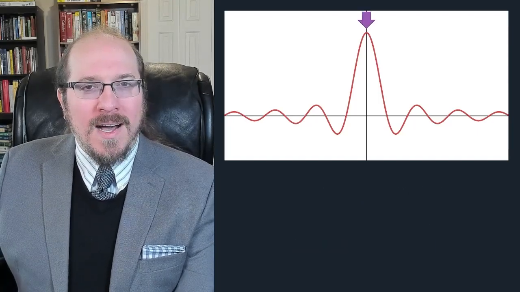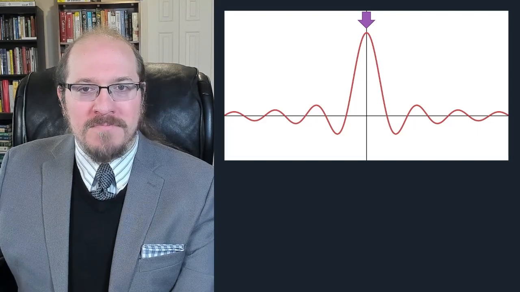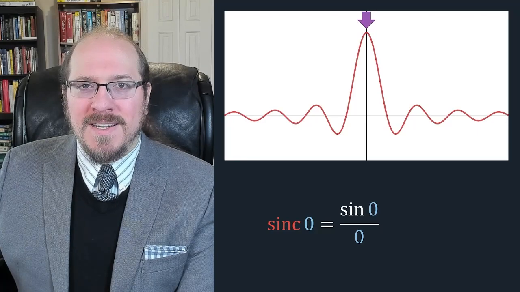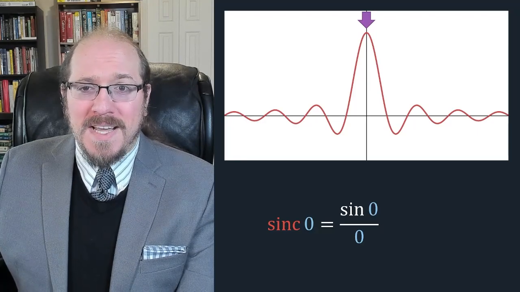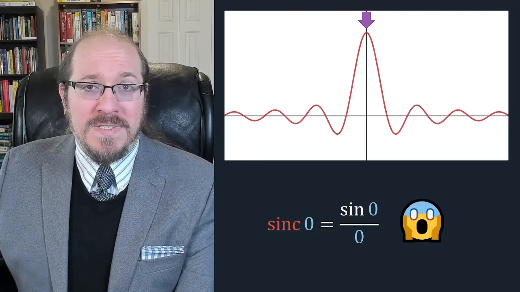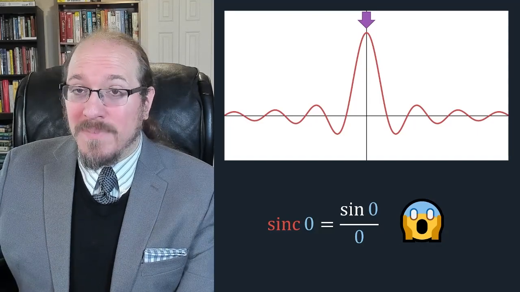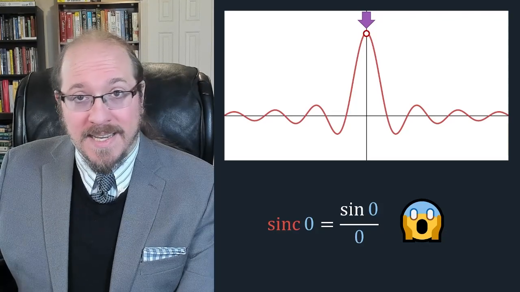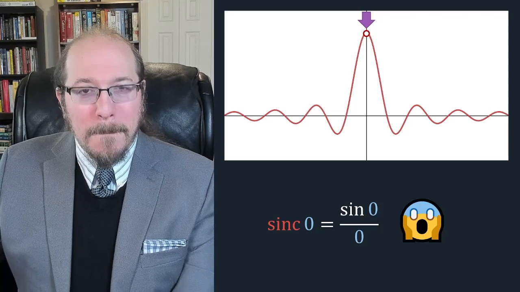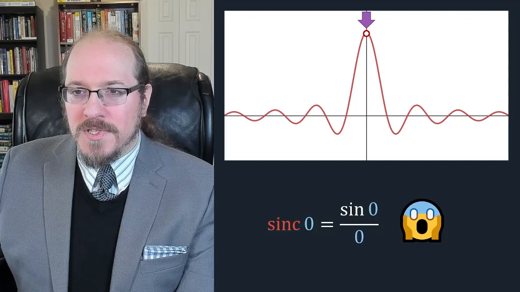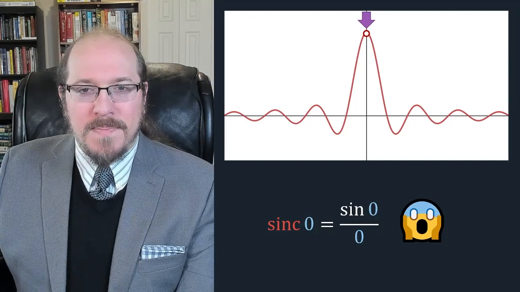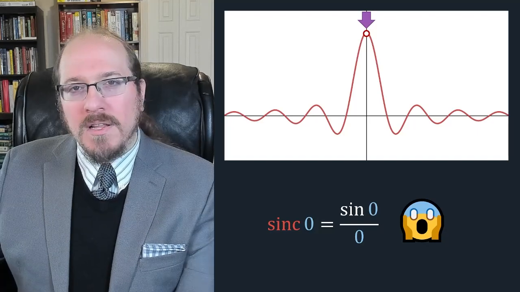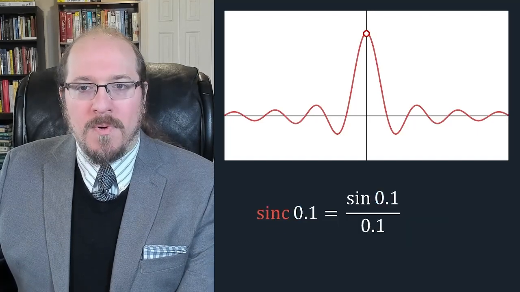Now, just how high is that peak in the middle? Well, that's easy. You just plug in 0 and... oh no. If we plug in 0, then we end up dividing by 0. That's usually kind of a problem in math. So sine x over x is undefined at x equals 0. But let's take a different approach.